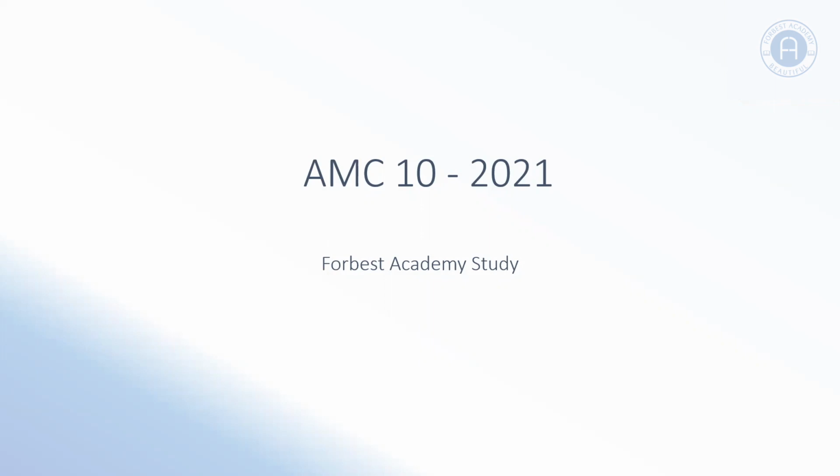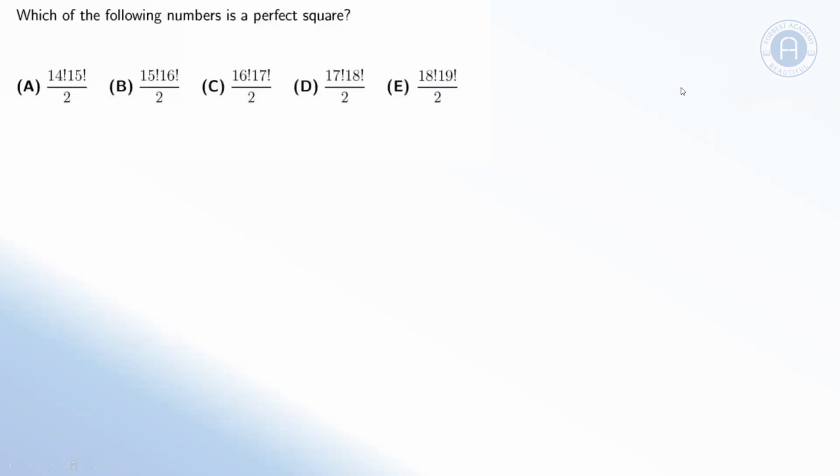Today we are going to be breaking down another past paper question and looking at the concepts required to solve this question here. Which of the following numbers is a perfect square? So the first concept I'd like to look at is the idea of a perfect square, a square number.